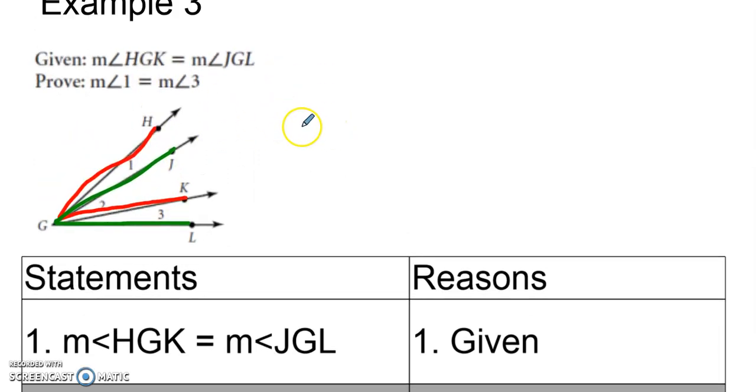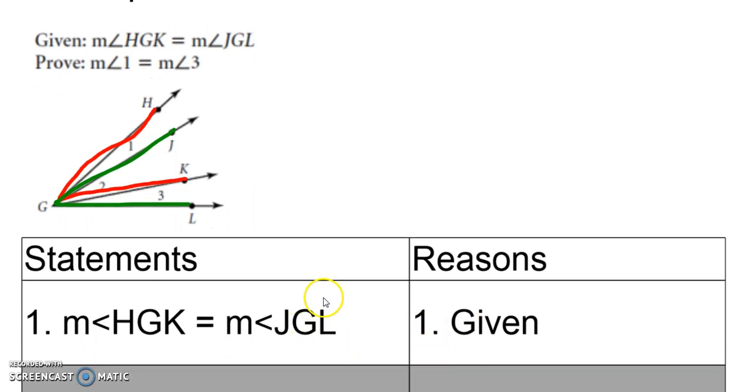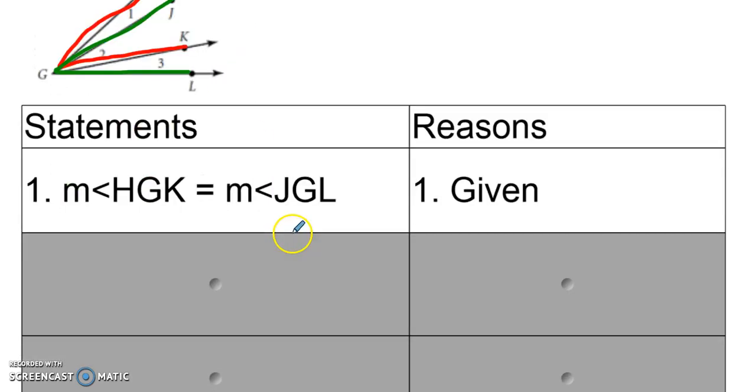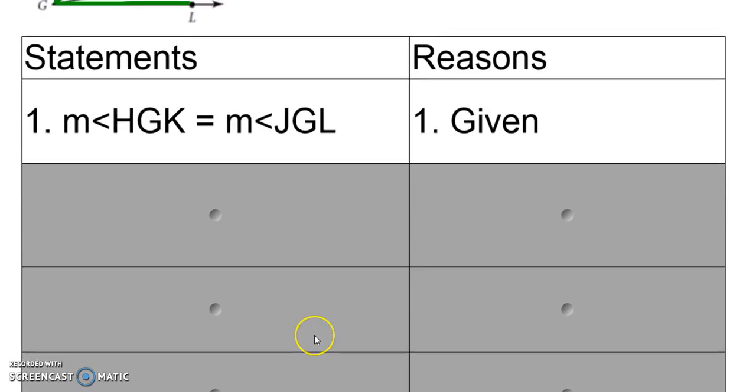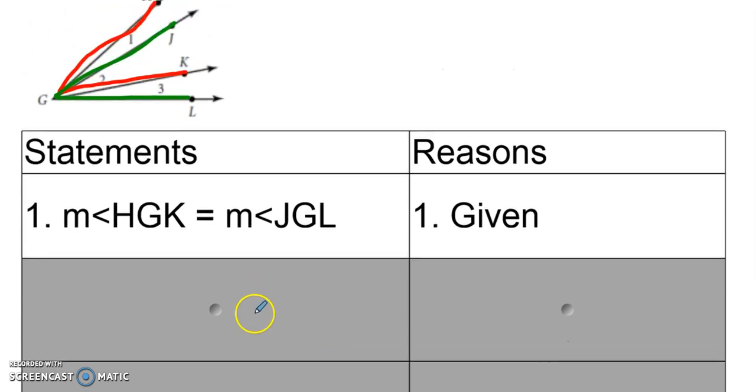So we can always start with the given. So the given statement is that the measure of angle HGK equals the measure of angle JGL, and that's given. We can always end with the prove statement, which I have down here at the bottom: the measure of angle 1 equals the measure of angle 3. So we're going to figure out the middle.